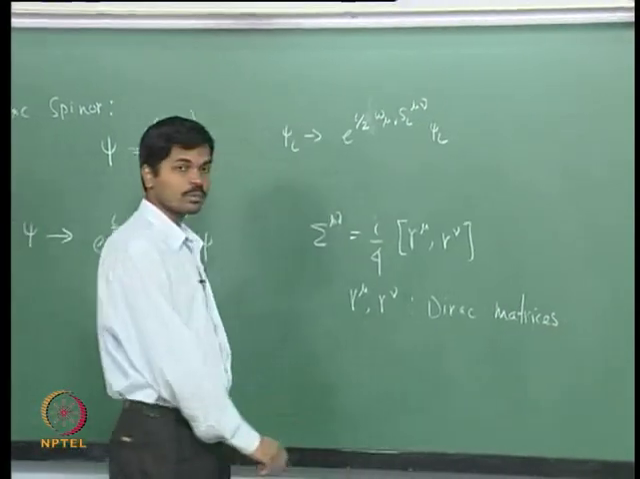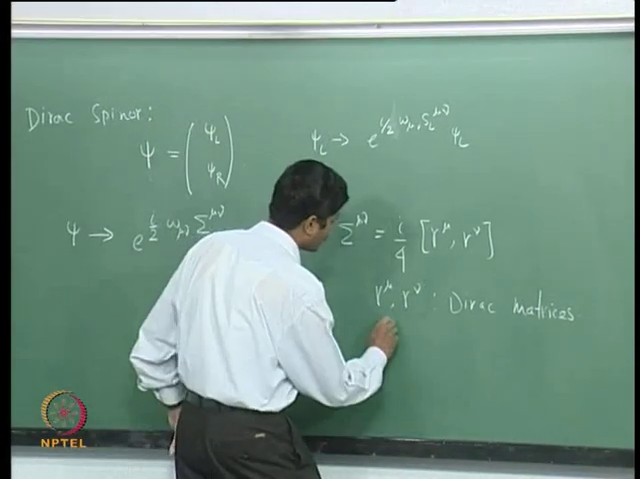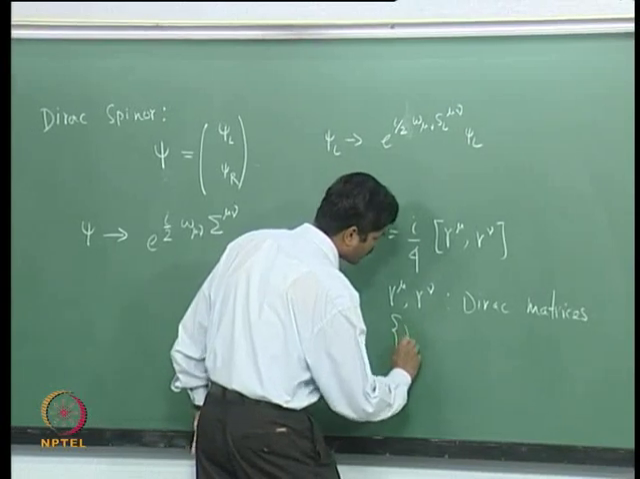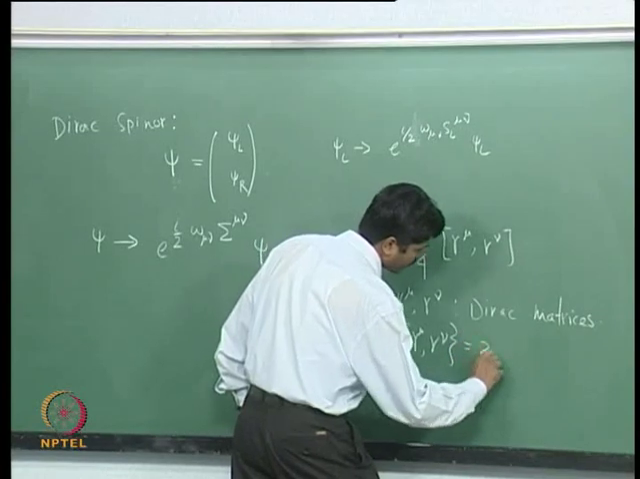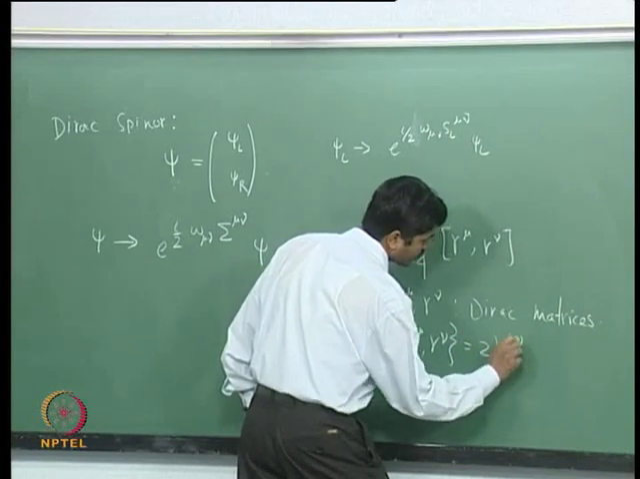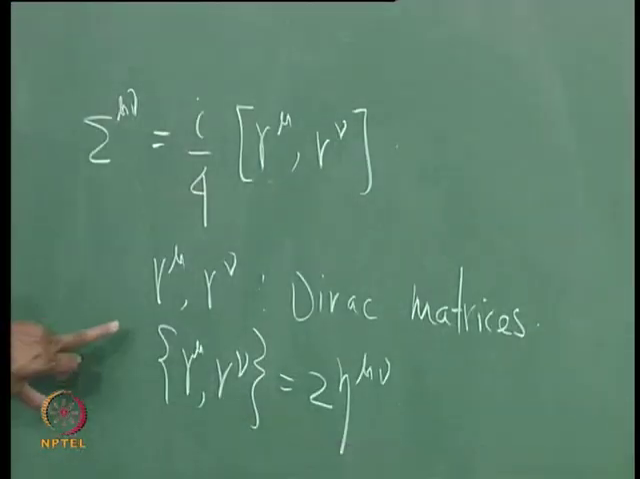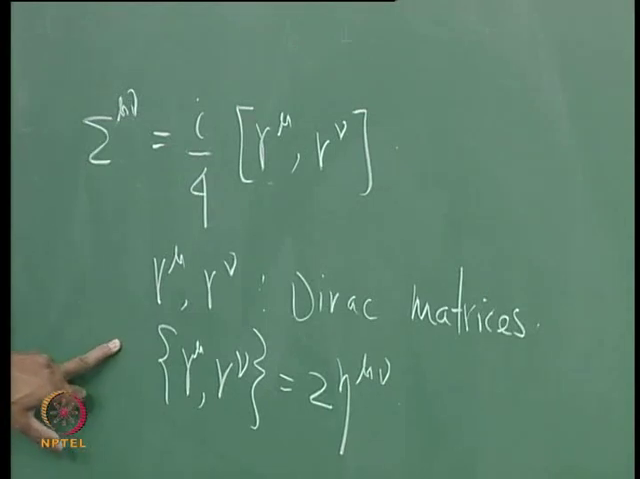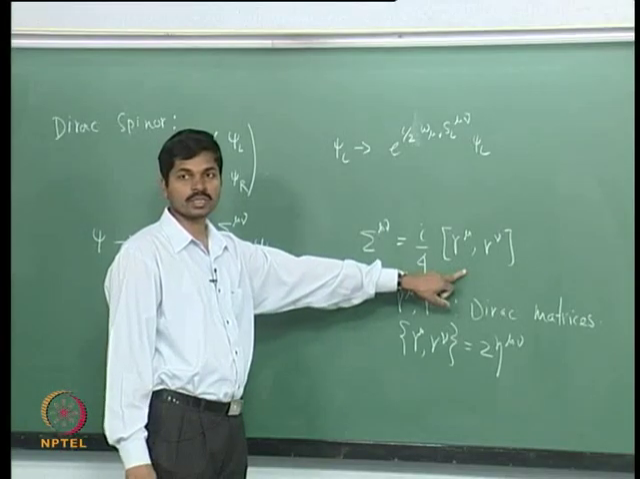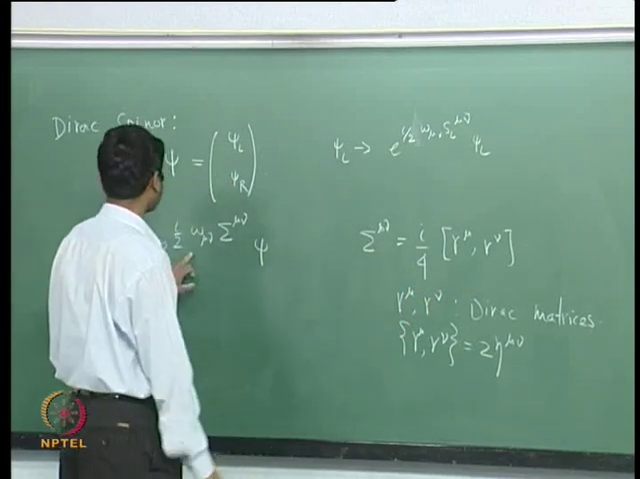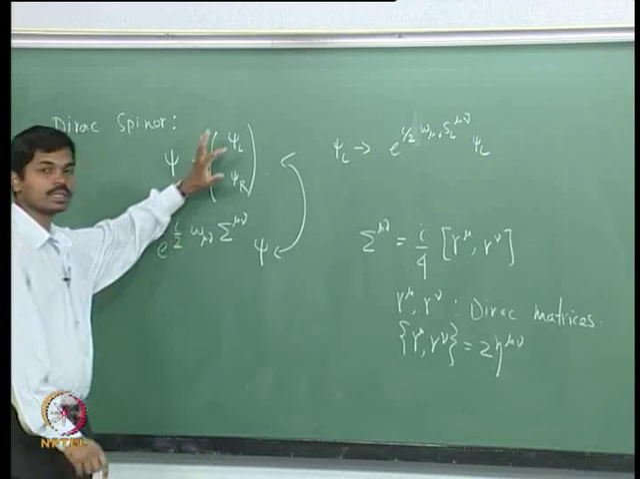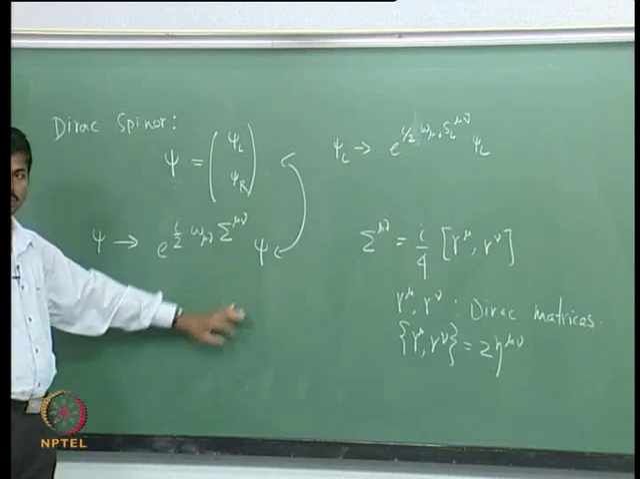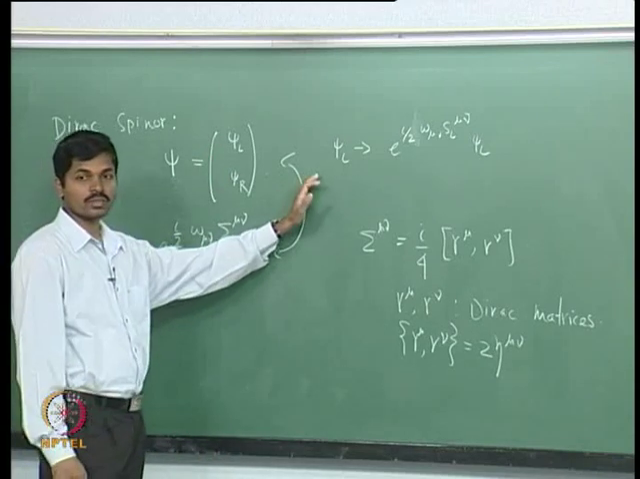They have the following property. If you look at the anti-commutator of gamma mu and gamma nu, it is just twice eta mu nu. You can find a suitable representation for the Dirac matrices, and then you can show that this transformation is indeed equivalent to this transformation here, which we will do in the next lecture.